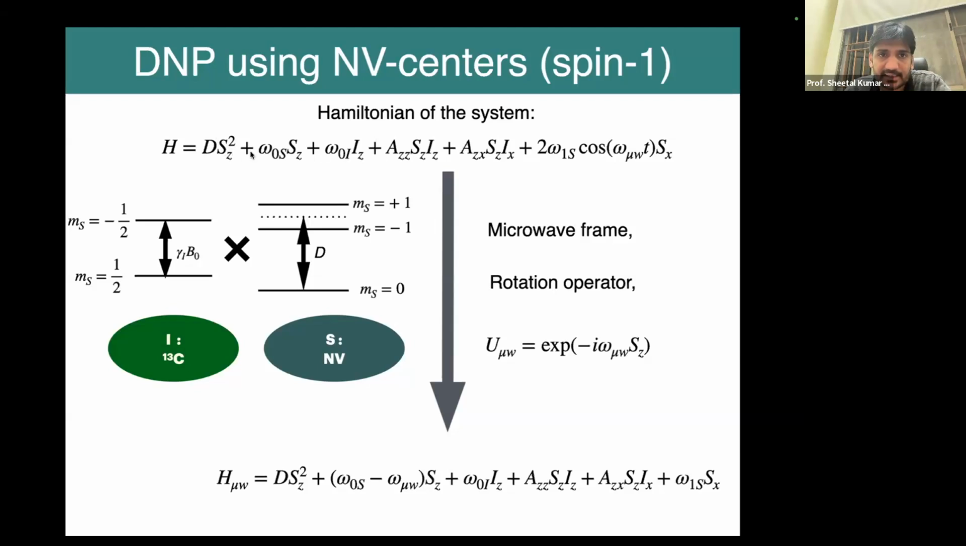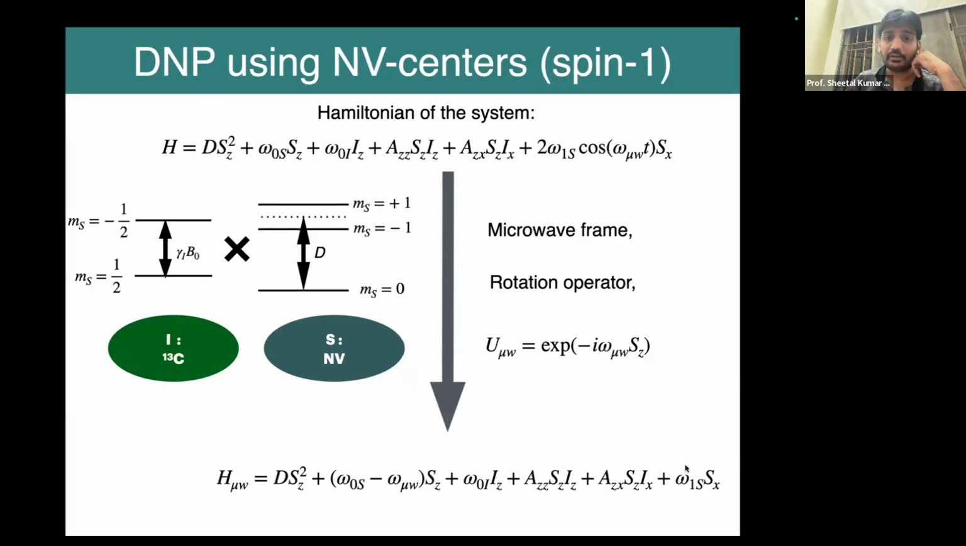Only difference is that these S operators are spin 1 matrices now, and then the zero field splitting term comes up. Okay, so again, the first step is the same, because if we are irradiating with microwaves, we go to the rotating frame of microwaves, and then the Hamiltonian becomes this. So here, this offset term comes, the rest of the terms do not change, and this becomes static.